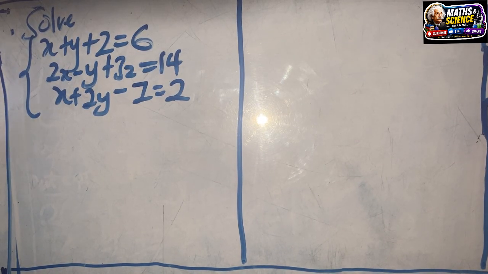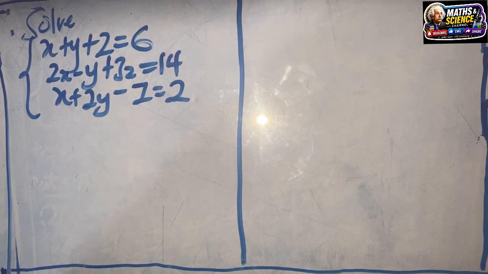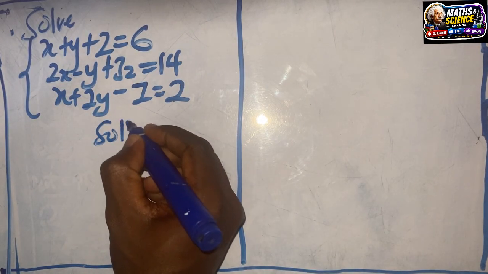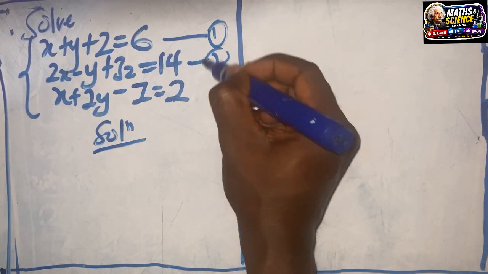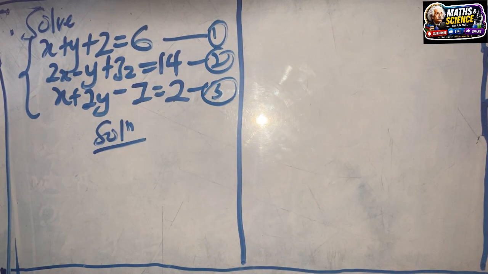Now in this section we are given a system of equations, and we have to find the possible values of x, y, and z. So let's quickly look at that. Let me call these equation 1, equation 2, equation 3, right? With this I can use two methods, the elimination method and the substitution method.